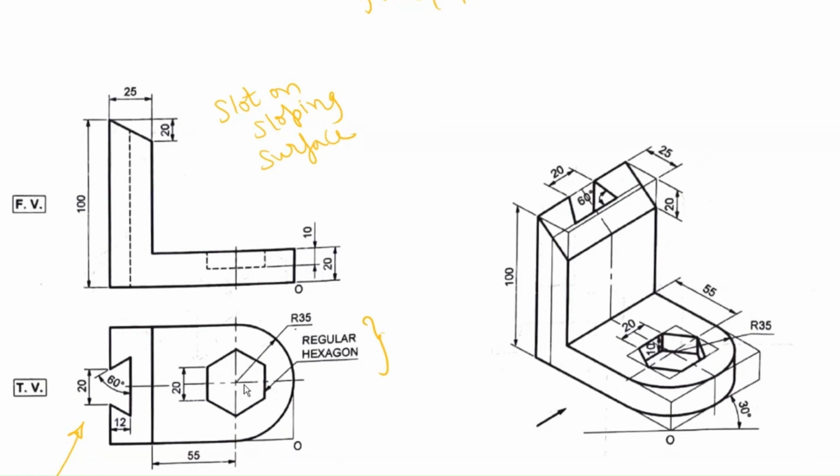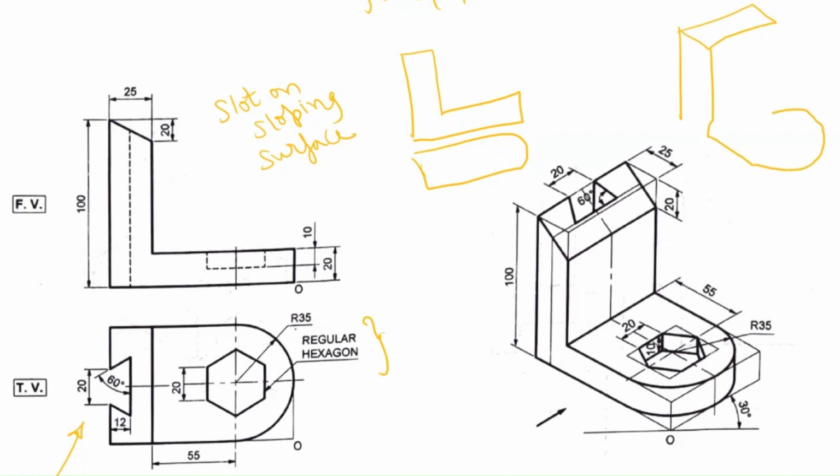So except for these three things, if it is just like this and then the top view is like this, all of you know how you will draw. You will draw an L shape object. All of you will be able to do this. And then this like this. And if this is a circular hole, it is easy for you. But this is not a circular hole. This is a hexagon. You can see a regular hexagon.